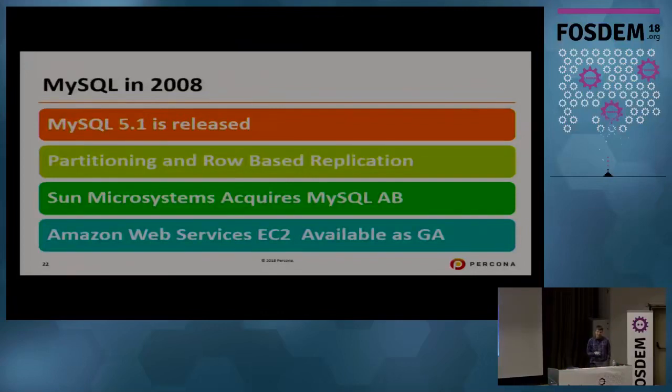In 2008, we got MySQL 5.1 coming out, which included features like partitioning and row-based replication. Again, with all those features which were added, it was understood MySQL needed a safer, more mature replication technology than statement-based replication. We also have Sun Microsystems acquire MySQL AB at that time, right? That's the first acquisition in the MySQL history.